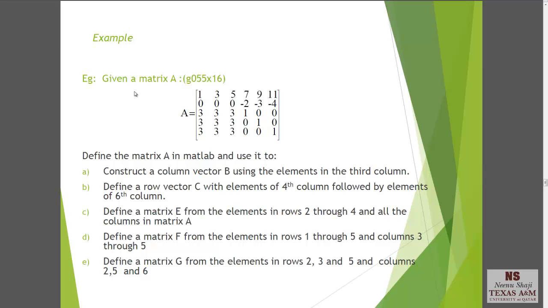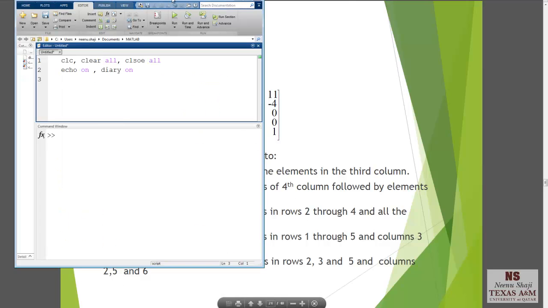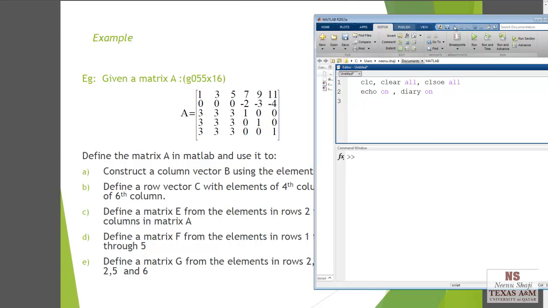Let's do an example. A matrix is given. Now you have to define the matrix A in Matlab and use it to construct a column vector B using the elements in the third column. So let's open the Matlab window. A equal, let's define the matrix. For the first row, you have a constant spacing of 2, so you can use the colon notation.